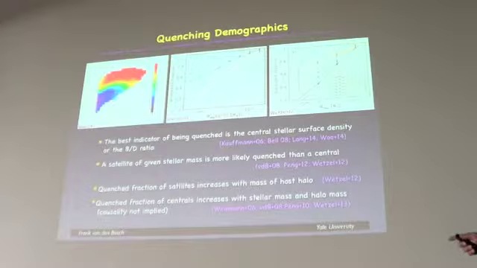That would be one inference, which is not the correct one. But finally, quench fraction of centrals increases both with stellar mass and halo mass. And again, causality is not necessarily implied here. You need to be very careful. I think the best indicator, as I said, seems to be bulge-to-disk ratio, not necessarily stellar mass or halo mass.